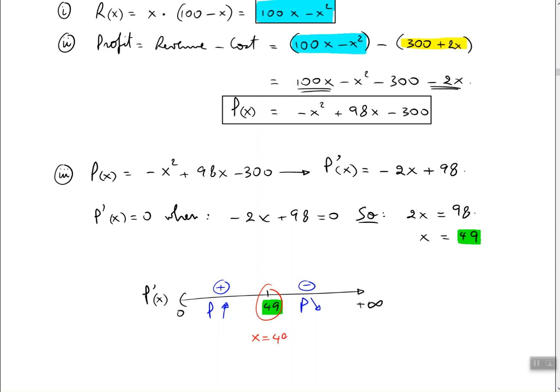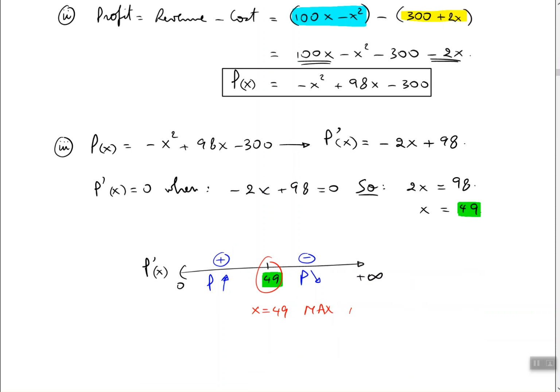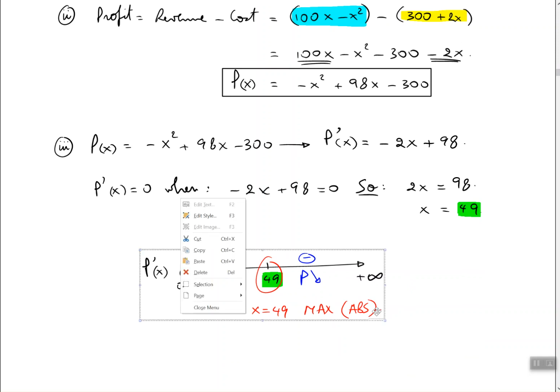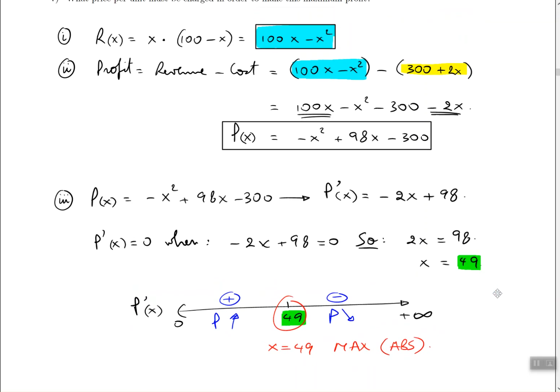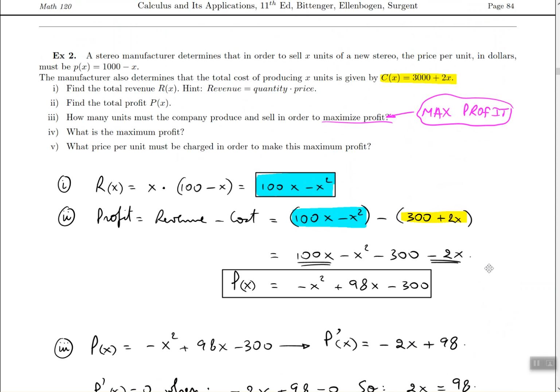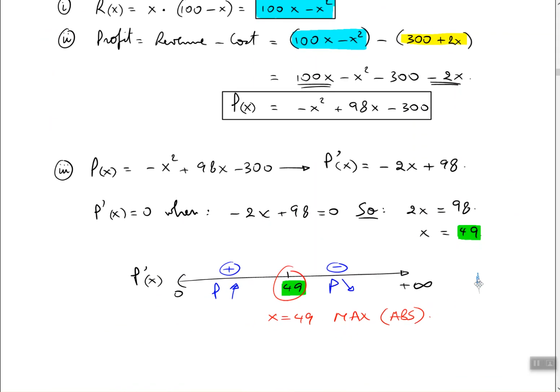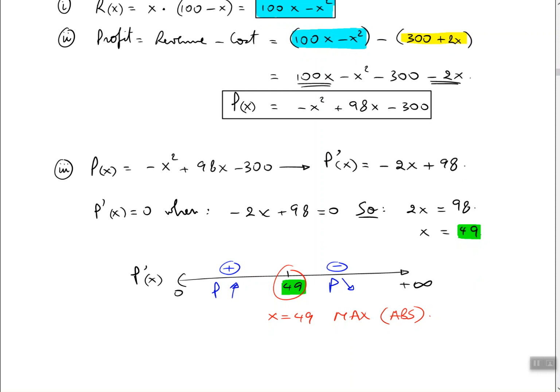X equal to 49 has a max. And as a matter of fact, it's the only max and the only min in the problem. There's no mins actually. So this is going to be the absolute maximum. Okay. So basically, you get the most benefit from making 49 stereos. If you make more, it's going to cost you more, your labor is going to be higher, the raw materials are going to be higher, and that doesn't make sense for you. You're going to end up losing money if you make more than 49 stereos. So 49 is the magic number in this problem.